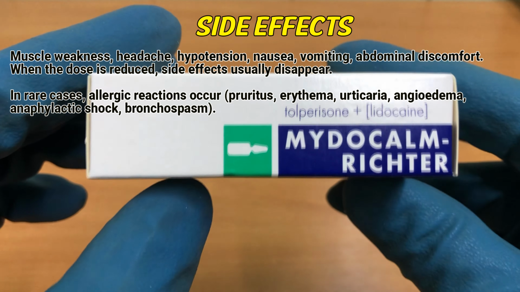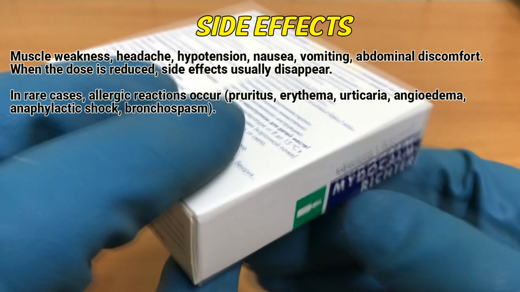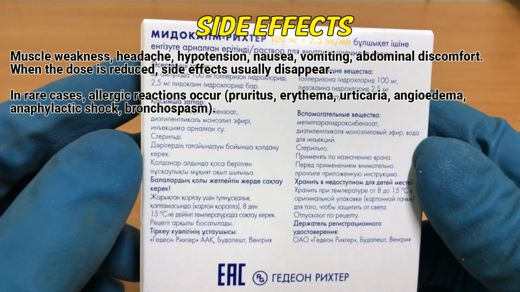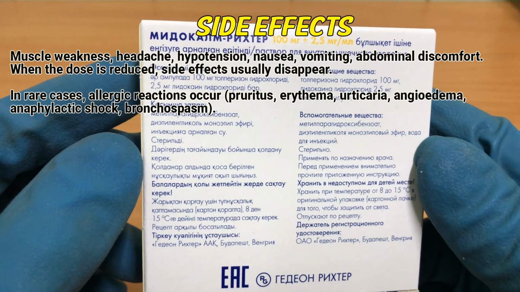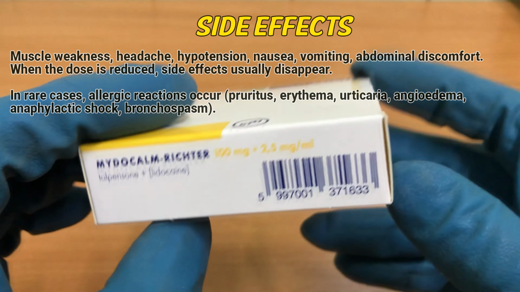Side effects: muscle weakness, headache, hypertension, nausea, vomiting, abdominal discomfort. When the dose is reduced, side effects usually disappear. In rare cases, allergic reactions occur: pruritus, erythema, urticaria, angioedema, anaphylactic shock, bronchospasm.